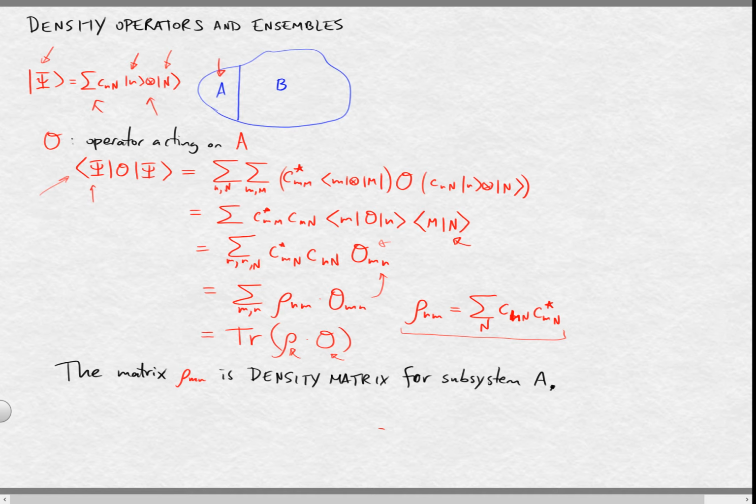And the associated operator, so that's associated with an operator that acts on the A subsystem, we could write that as rho equals rho_mn. Okay, so we could write that like this. That's called the density operator.